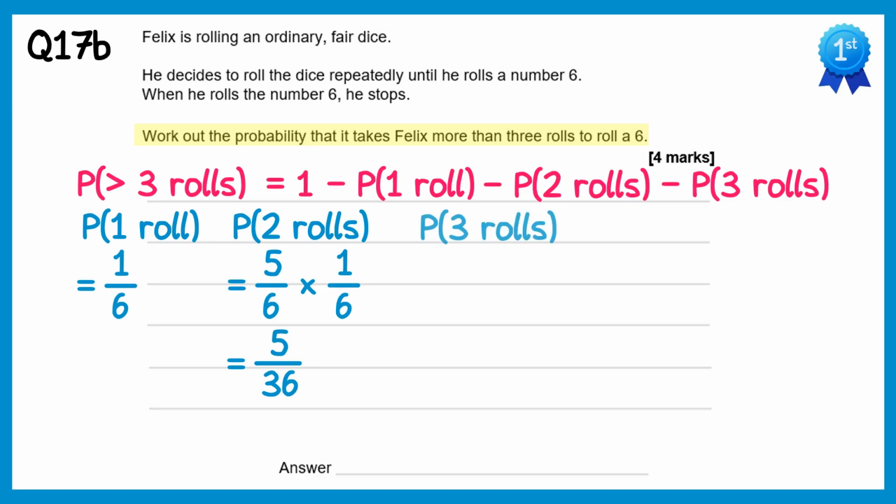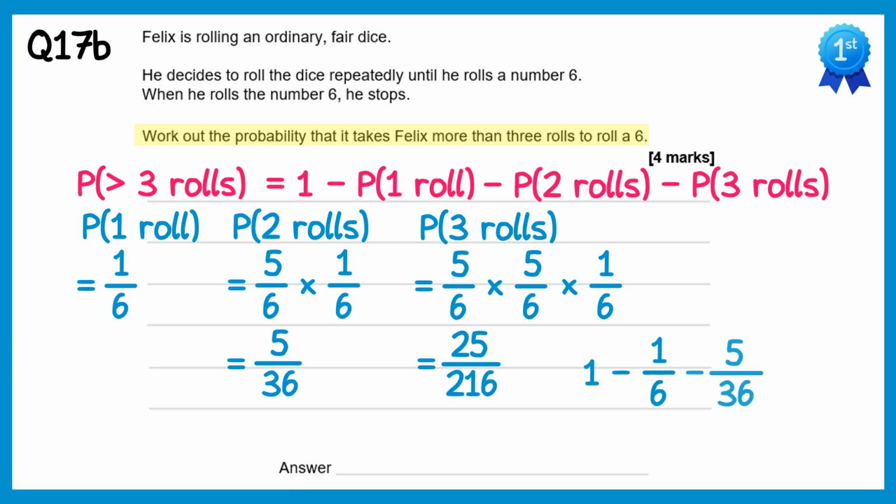Now what about 3 rolls? Well, if he gets it right on the third go, he fails on the first one, so that's 5 over 6, he fails on the second one, 5 over 6, but then he's successful on the final one, 1 over 6. So if you type that into your calculator, you end up with 25 over 216. Then we just need to take all 3 of those away from 1. So we do 1, take away all 3 of those. And if you type that into your calculator, you end up with this as the answer, 125 over 216.